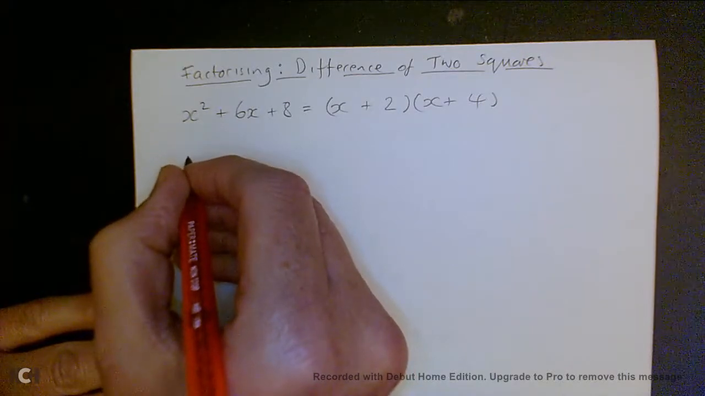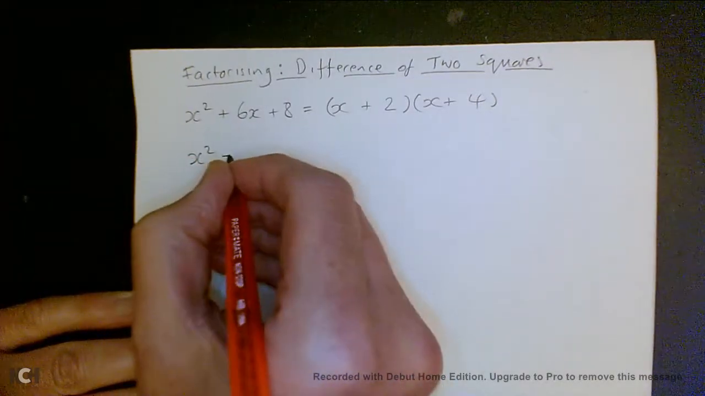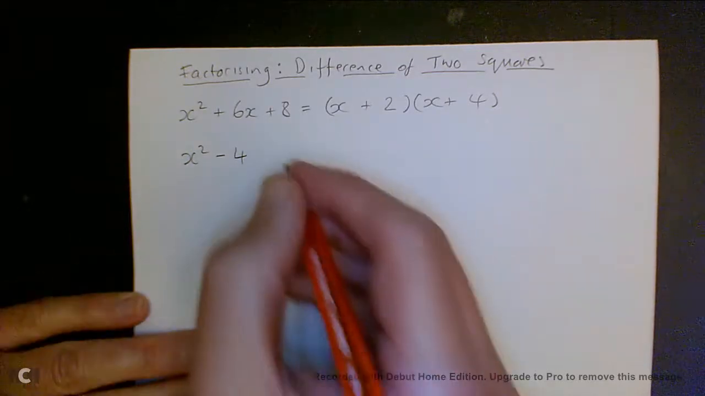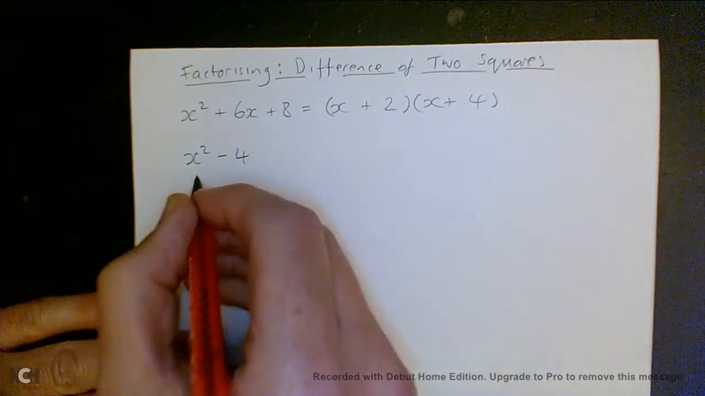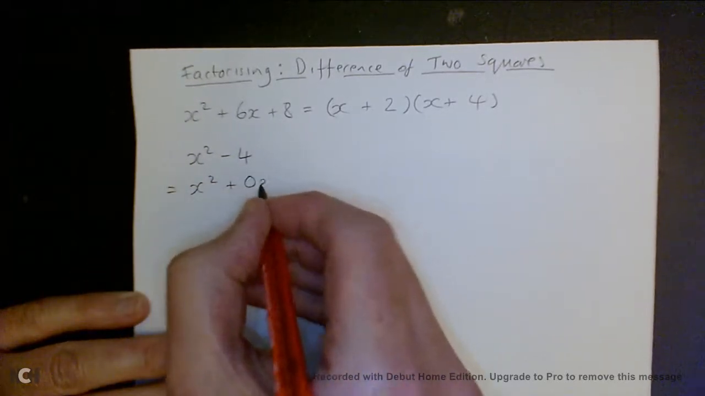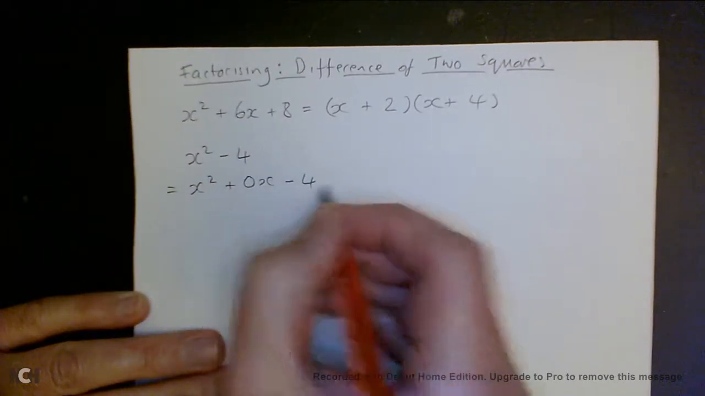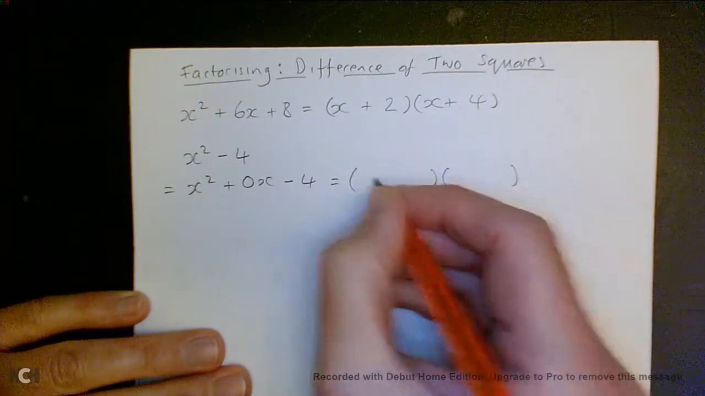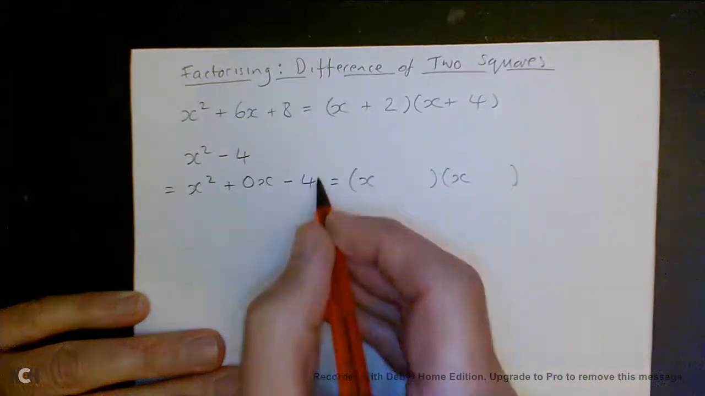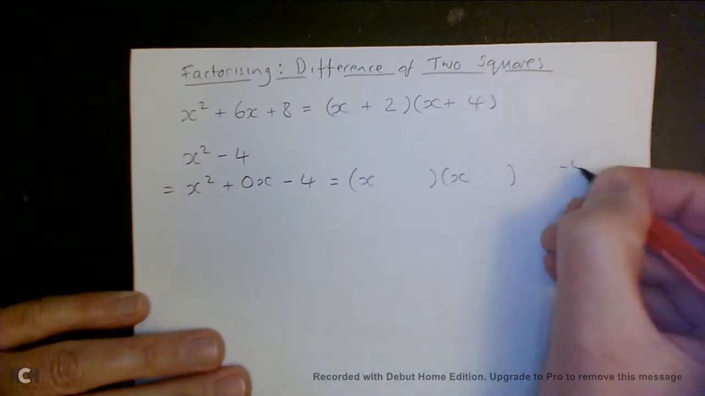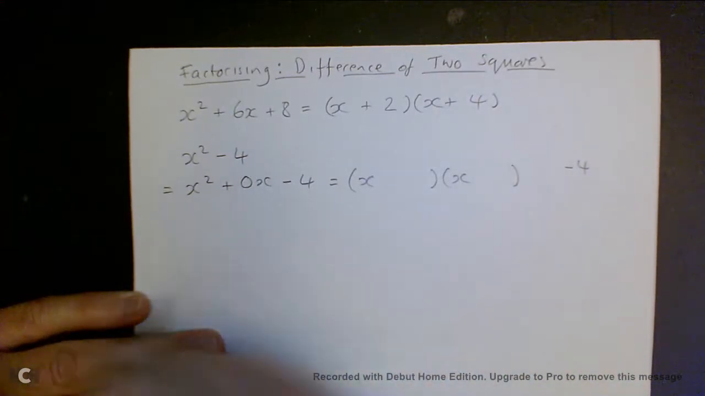If, however, you've got something like x squared subtract 4, and I'm asked to factorize it, you could rewrite this as x squared plus no x's subtract 4, and you could factorize it like this. An x at the beginning. Now I need to find two numbers that multiply to give negative 4 and add to give me 0.